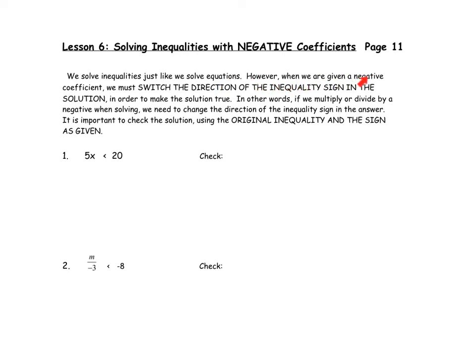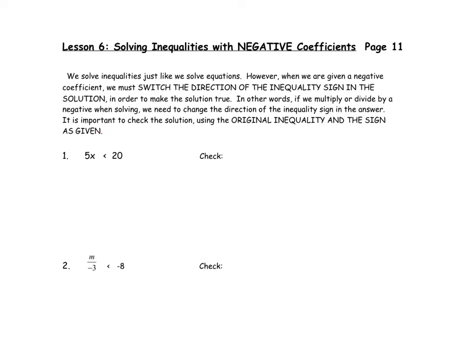However, when we're given a negative coefficient, which means a number that is multiplying the variable, we must switch the direction of the inequality sign in the solution in order to make the solution true. In other words, if we multiply or divide by a negative when solving, we need to change the direction of the inequality sign in the answer. It is important to check the solution using the original inequality and the sign that's given. So let's see what this looks like.